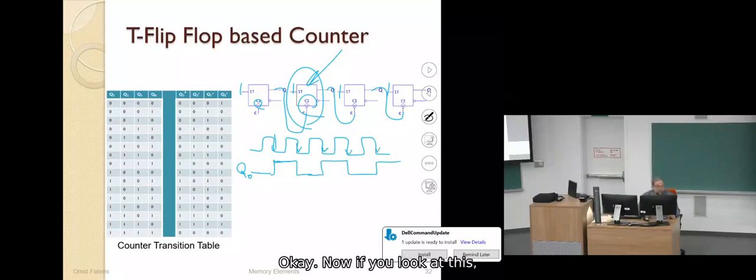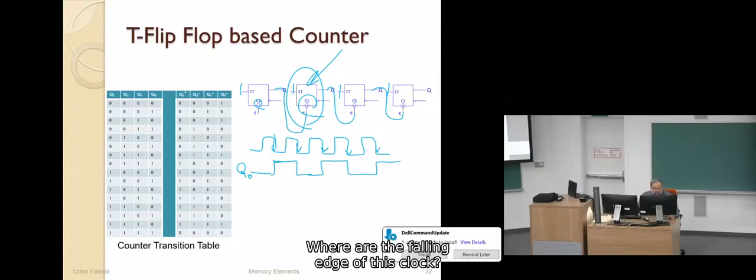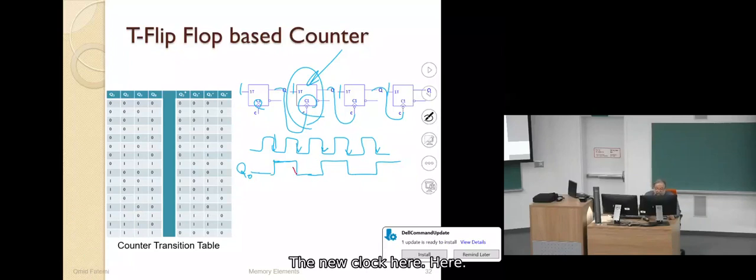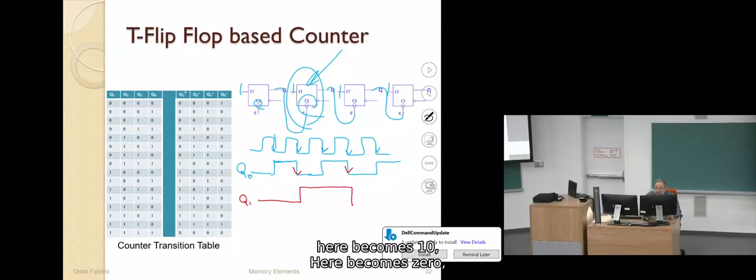Okay. Now, if you look at this, we connected Q0 to the clock of the next flip-flop. Where are the falling edges of this new clock? Here, here, and so at these positions, Q1 toggles. Q1 is 0, so here becomes 1. It is 0, here becomes 0. It is 1, and here becomes 1. See? And this would be the clock for the next T flip-flop.